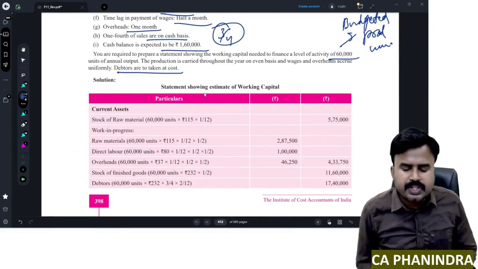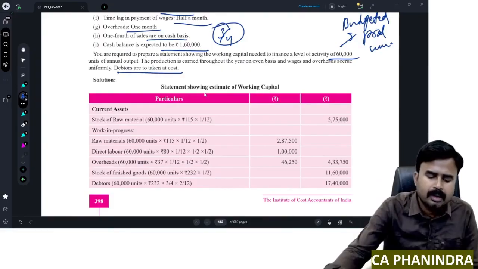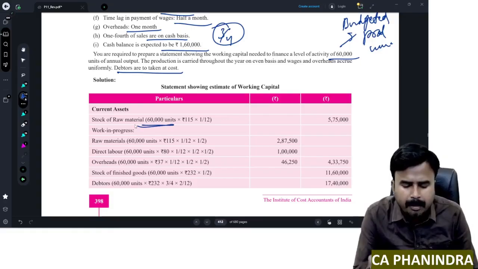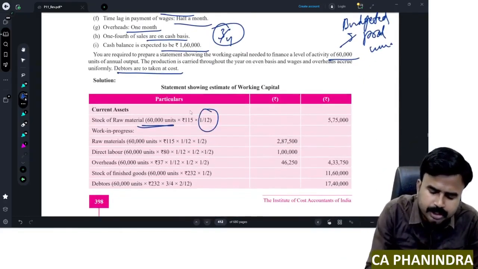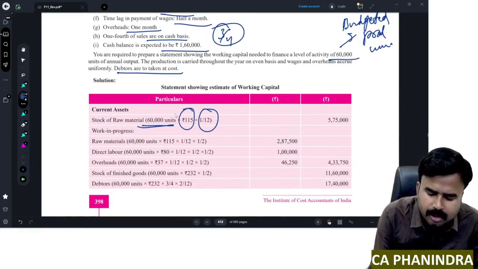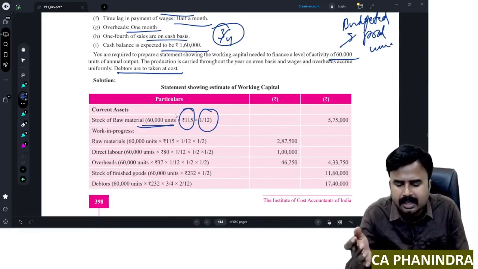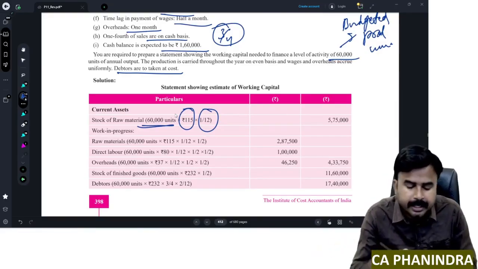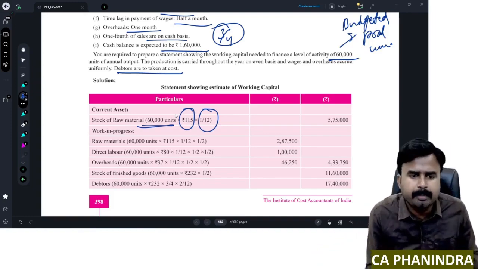Look at the statement. Statement showing estimation of working capital. What is the first component? Investment in stock of raw material. What is the formula? Budgeted production units 60,000 into raw material holding period, 1 month, so 1 divided by 12. Actually, the study material has taken raw material cost per unit first, then raw material holding period divided by 12 months. Instead of that, you can follow our format and write accordingly, because it's merely a multiplication. A into B or B into A, both are same.